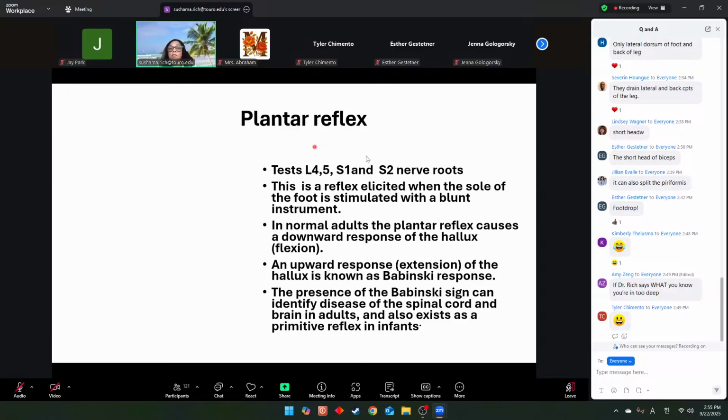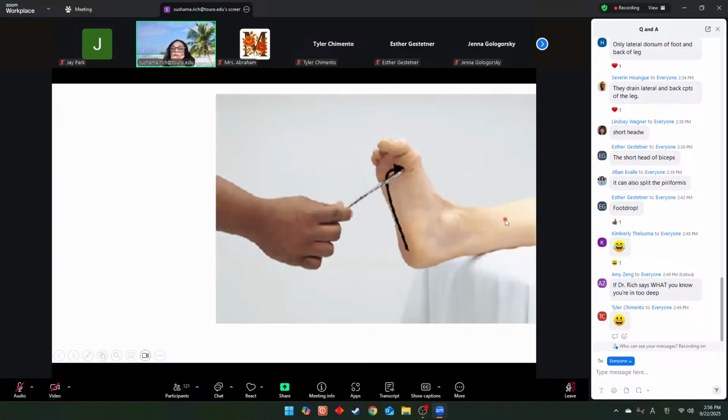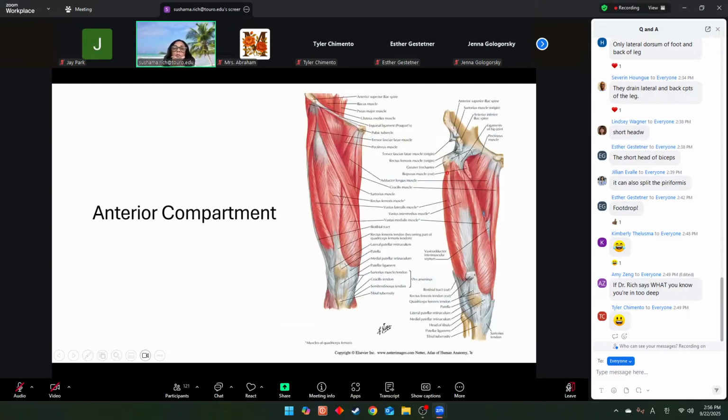Plantar reflex. These reflexes are important for you to know. The plantar reflex tests L4, L5, S1, S2. You guys know how to do a plantar reflex, right? You have done it. This is how you do it, and this is what normally should happen. Your toes should flex. If they actually expand outwards, it's called a positive Babinski sign, which means that it is abnormal. So that is the normal plantar reflex.